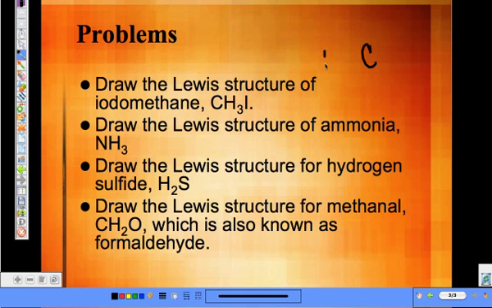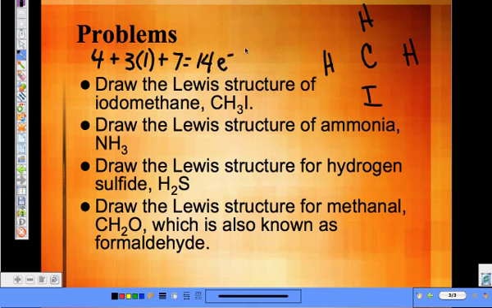So now I'm going to write the H. We have 3 H's, and then we have that I. So the first step that we wanted to do, actually this was the second step. We should first add up the valence electrons. So carbon has how many valence electrons? 4. And how many does hydrogen have? We have 3 hydrogens, so we're going to take 3 times 1. Plus, how many does iodine have? 7. Yep. So we get a total of 14 electrons. This is how many dots we should draw.